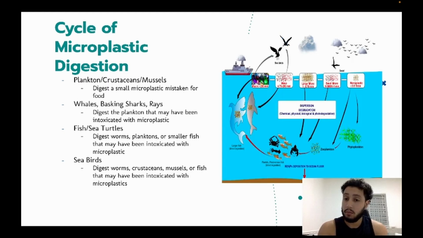Here's the cycle of the microplastic digestion, where it begins from the small little planktons, crustaceans, mussels, all the way to even seabirds, because seabirds are now eating the fish that ate the plankton, and it just continuously gets worse and worse because these seabirds now get infected, and they also experience the same intoxications where they might have a weakened immune system. They also might develop mutations. It's a whole cycle where it just gets worse and it doesn't benefit anyone at the end of the day.